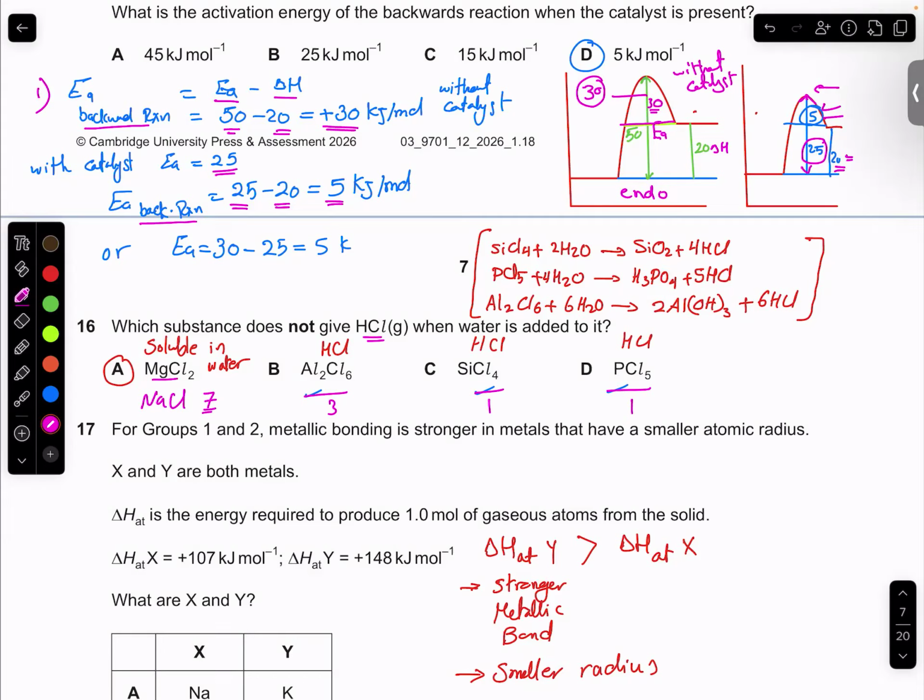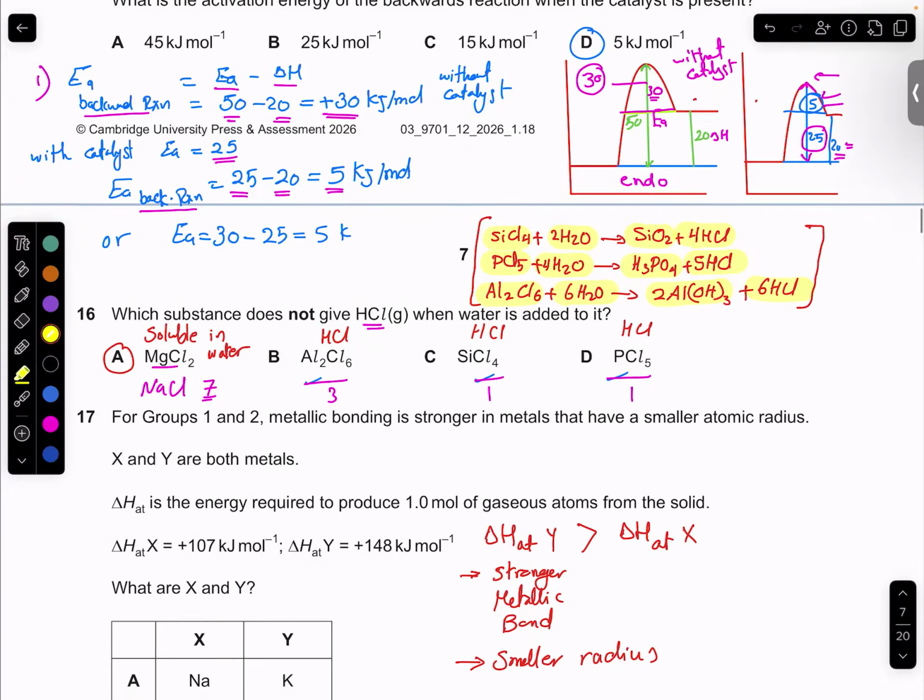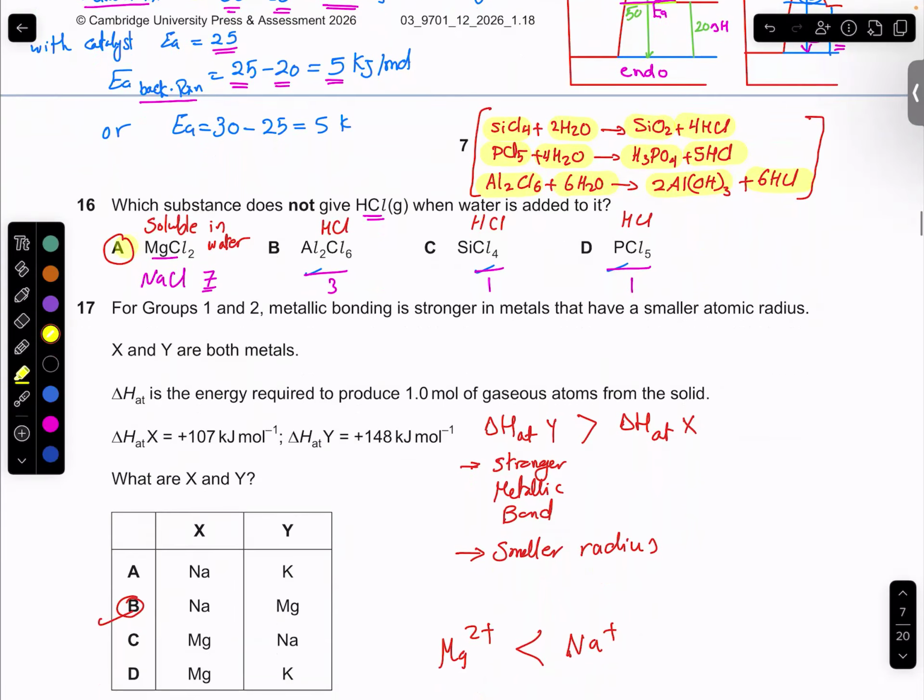If you want to remember the equations: SiCl4 plus 2H2O gives SiO2 plus 4HCl. PCl5 plus 4H2O gives H3PO4 plus 5HCl. And Al2Cl6 plus 6H2O gives 2Al(OH)3 plus 6HCl. These are the equations if you want to remember them. So the answer is A.